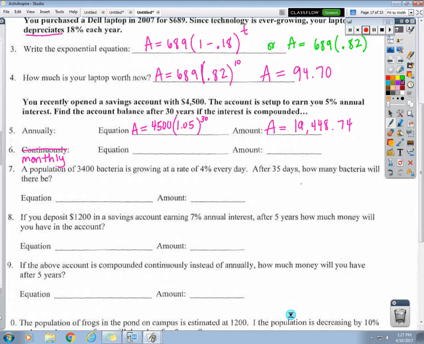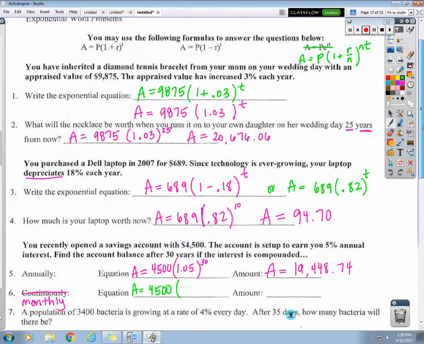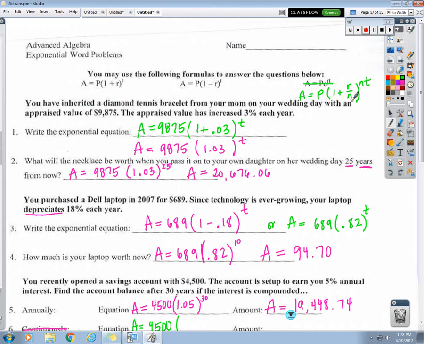Okay, now they want you to look at the same account, but instead of it being compounded annually, which means one time a year, it's compounded monthly, which means how many times a year? 12. So it'll still be A equals 4,500 because that's what you started the account with. But now you have to use this other formula because since we're compounded monthly, you'll plug in 12 for N in both places because it happens 12 times. When it's just annually, think about it. It would just be a 1 and a 1, so that's why it's not necessary.